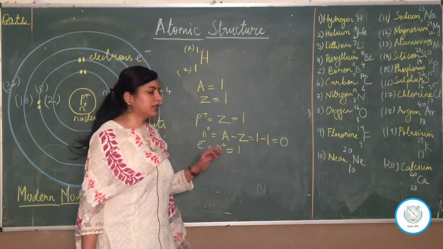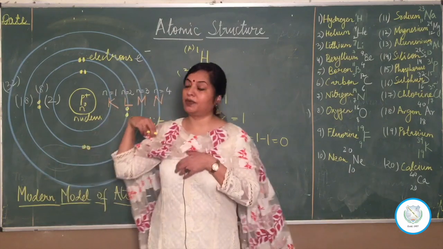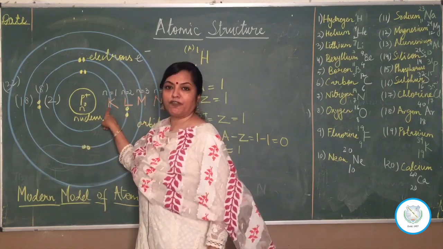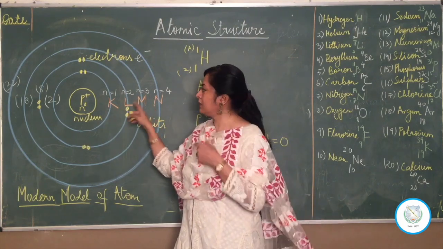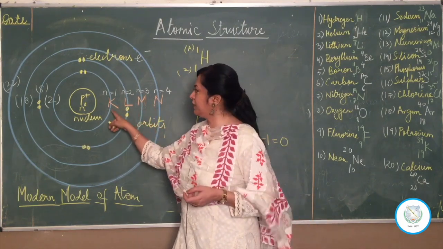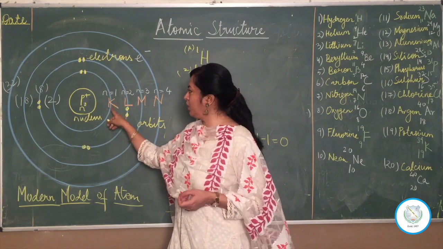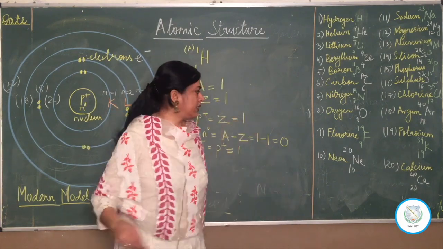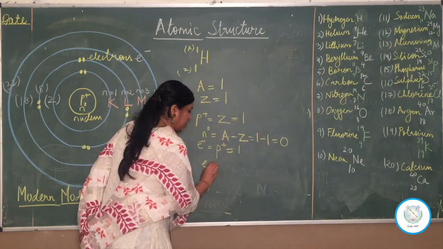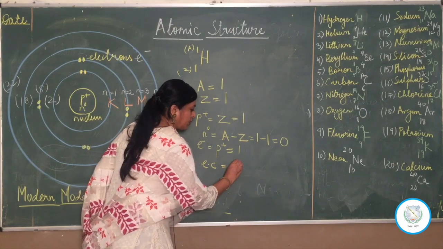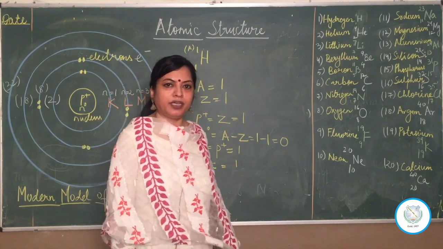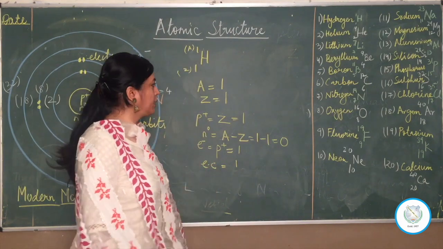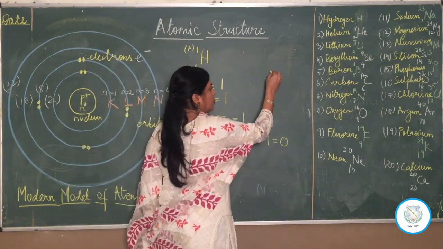Now how would this electron be arranged? How many shells will hydrogen have? Only 1 shell, because there is 1 electron, and electrons have to be filled in a stepwise manner. So first where will they occupy? The K shell, 1 electron. So we write the electronic configuration, EC. And what is the electronic configuration? 1. Now if I have to draw or show its geometric representation, how will I show it?